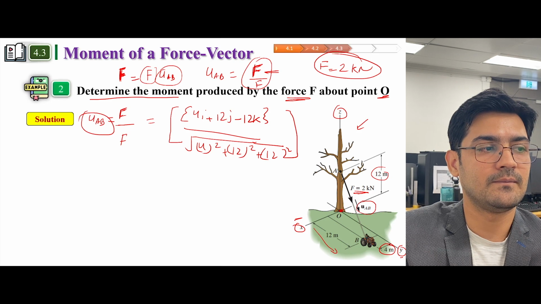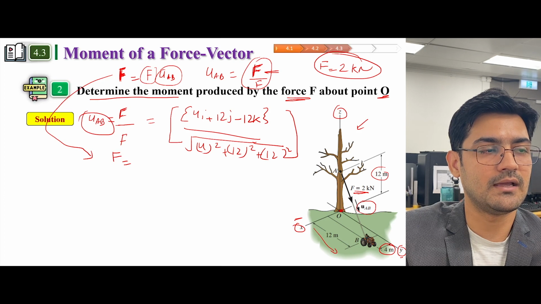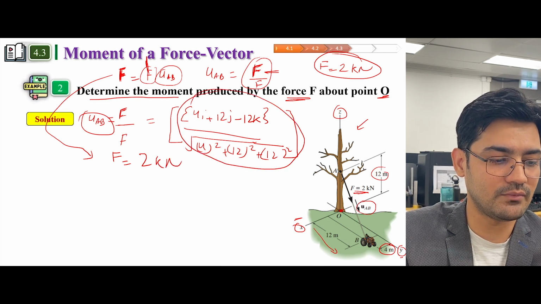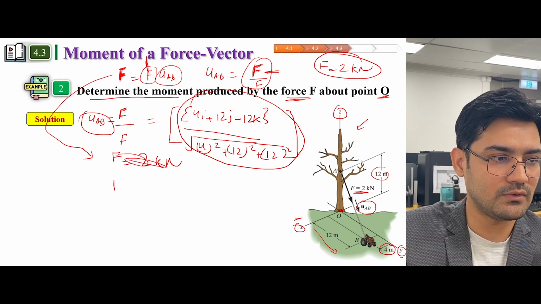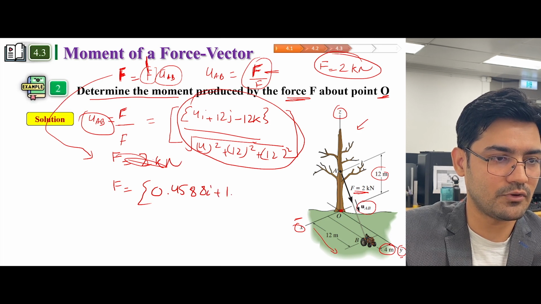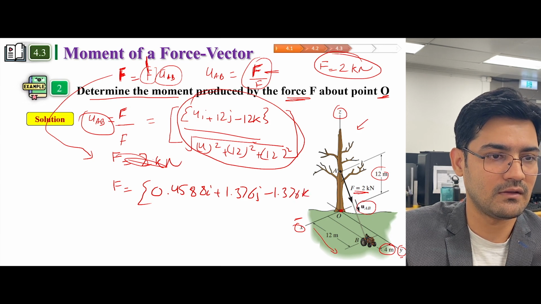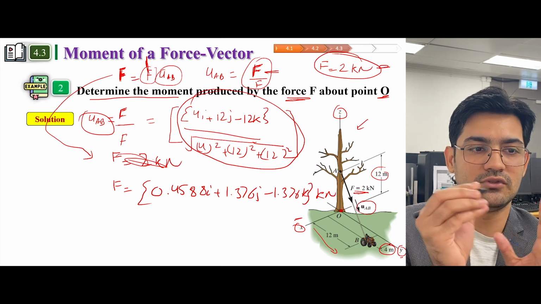And if you use this equation, you will multiply this force, which is 2 kilonewton, with everything in this. So I'm going to solve this. If I solve this and multiply with this 2 kilonewton, then I will get the force 0.4588i plus 1.376j minus 1.376k kilonewton. So now what we have done is that we have resolved this 2 kilonewton force into these three directions.